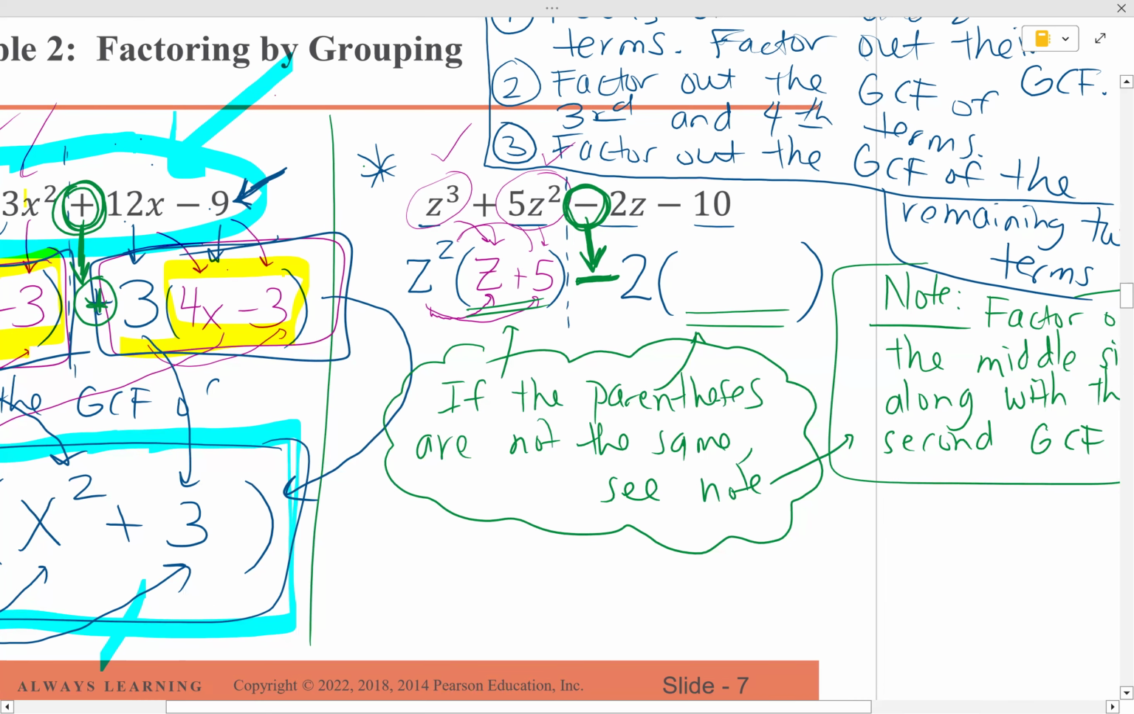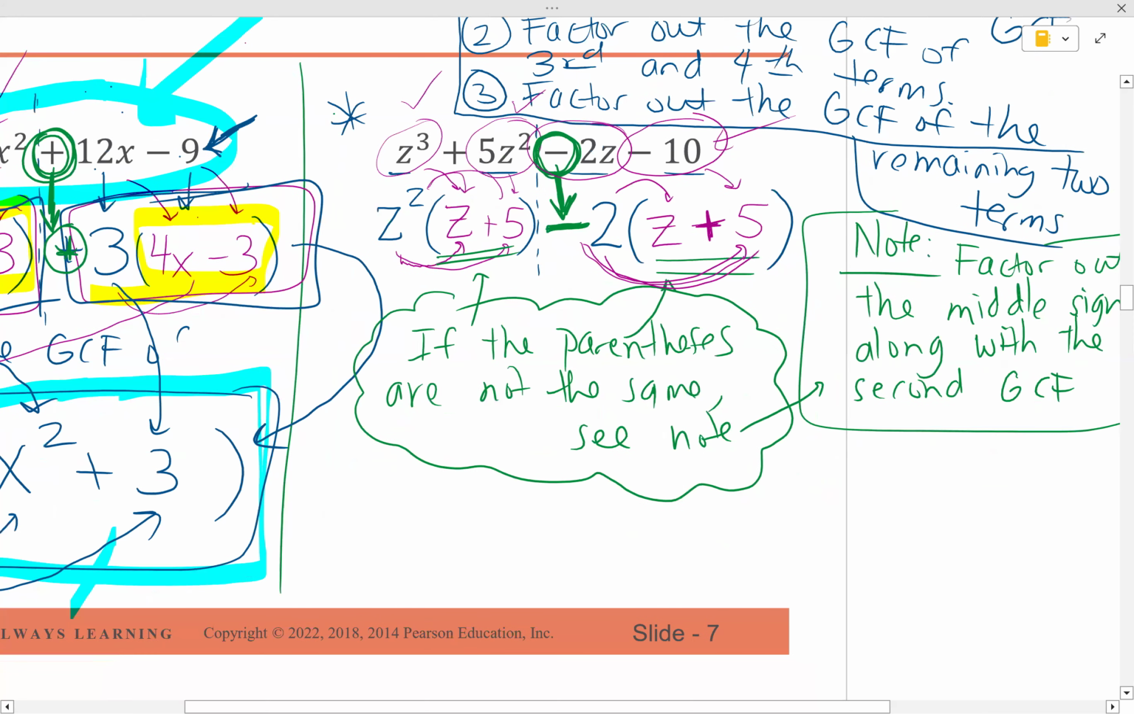All right, then a little of that. Negative 2 times what would make negative 2z, because that's what I'm trying to make happen here? z. Negative 2 times z, yeah, okay. And then negative 2 times what would be negative 10? Well, 2 times 5 is 10. Would it be plus or minus 5? If I made it a minus, it would be a negative 2 times a negative 5, which is a positive 10. That's not what I want. I don't want a positive. So I actually have to put a plus here for it to be a negative times a positive and make a negative.